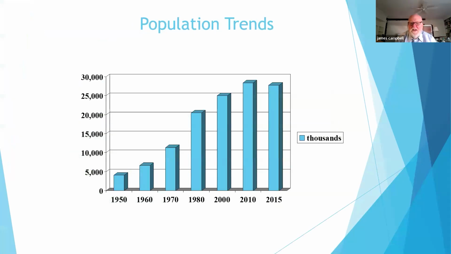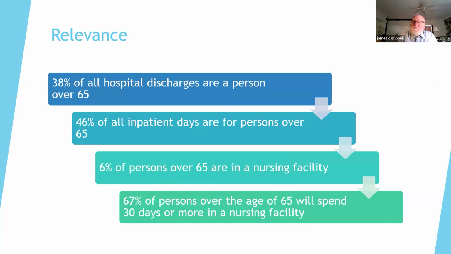As we see, the population has been growing. The huge growth as the baby boomers crop is starting to level off, but we're still having a huge amount of growth in the older population. It has a huge impact on the healthcare system. 38% of all hospital discharges are for a person over the age of 65. 46% of all inpatient days, almost half, are for people over the age of 65.